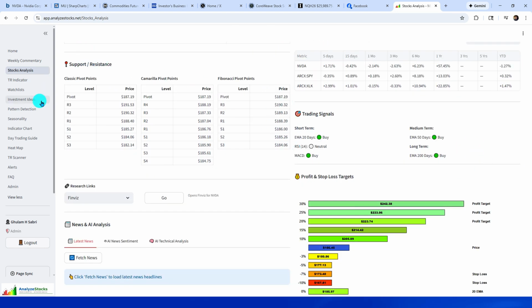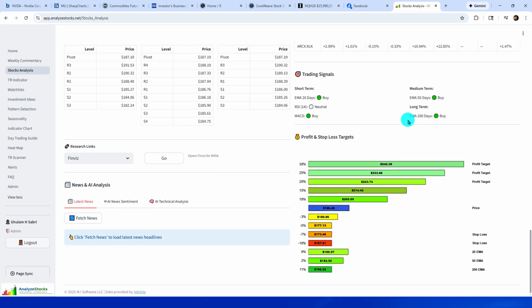In this section, you will have daily support and resistance levels for day traders. They can see the different support and resistance levels for NVIDIA, and different trading signals based on the short-term, medium-term, and long-term trading indicators, which in this case are the exponential moving averages of 50 days, 200 days, and 20 days.